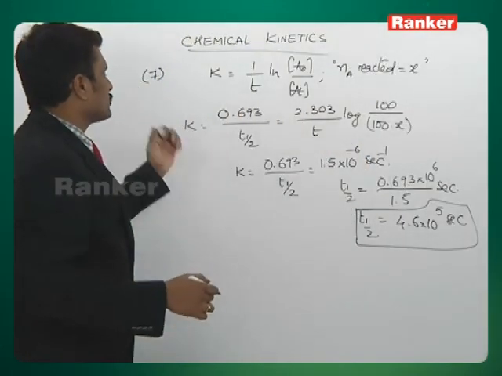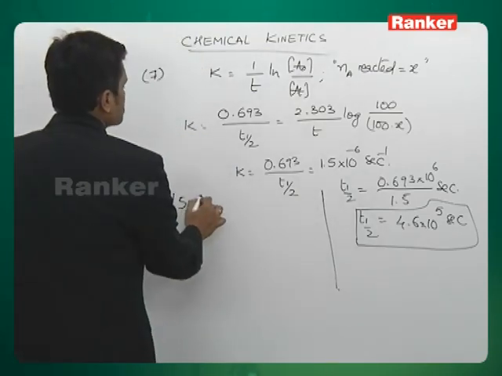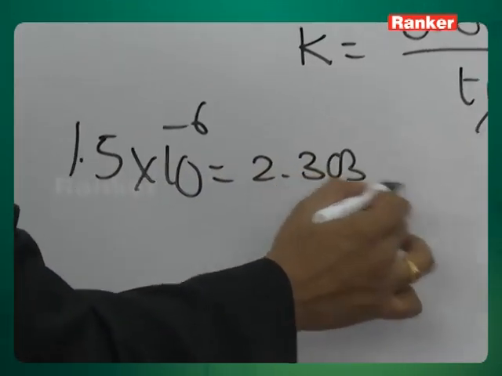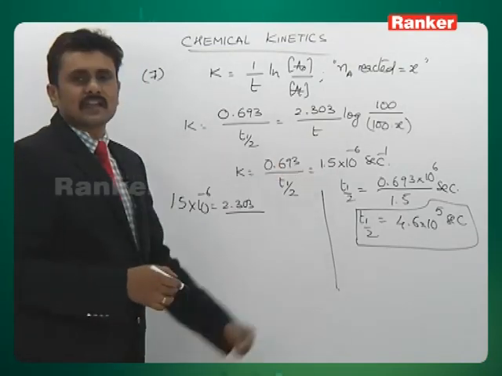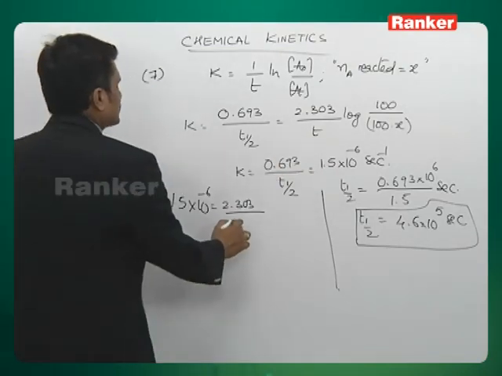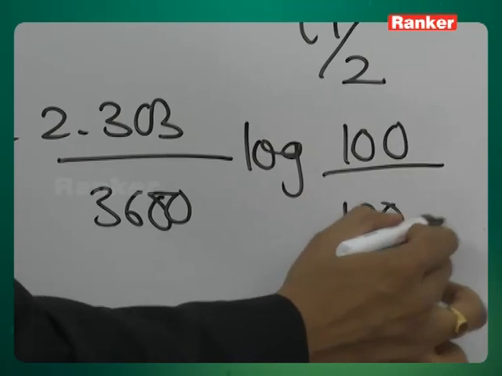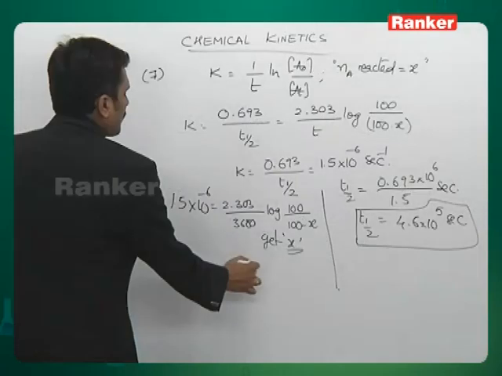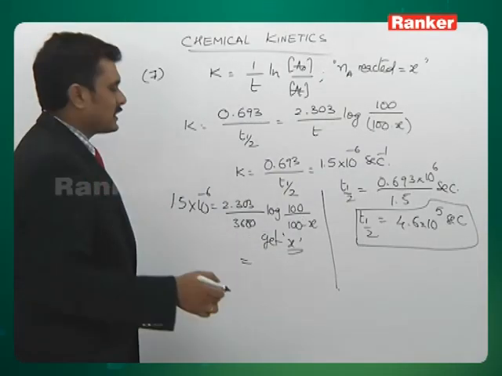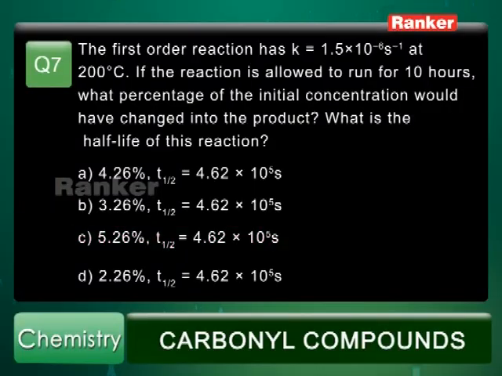Next, when you know T half or the value of K, when you substitute here, as we know that the reaction is allowed to run for 1 hour, because K is given in second inverse, you have to convert the time into seconds. 1 hour means 3600 seconds, and when you substitute all the values, you get X, which happens to be for this question 5.26%. This combination is there in option C, hence the answer for this question is C.